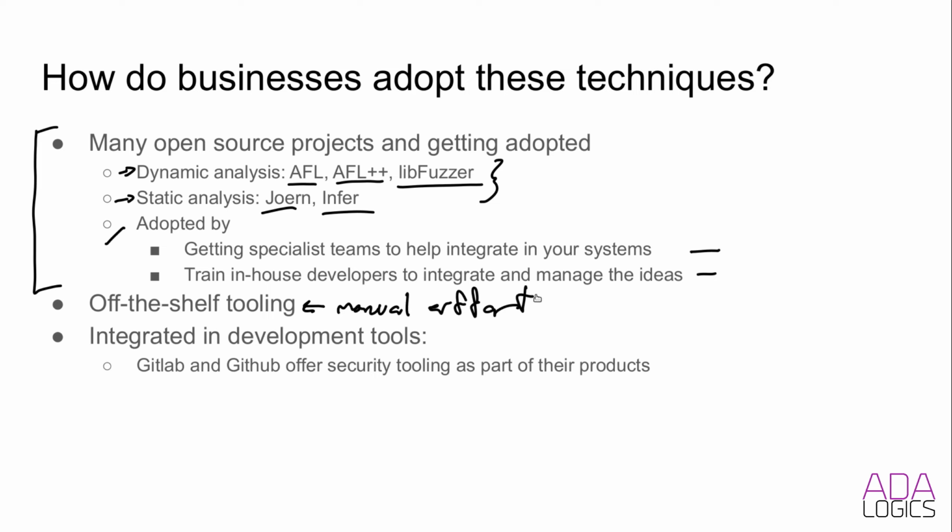still. Okay, so a third option for integrating these kind of automated analysis techniques into your business is to have the services integrated into the development tools that you use. So for example, both GitLab and GitHub offer various services where in your CI/CD pipeline, these various techniques can be run when you sort of like push code up to your projects.